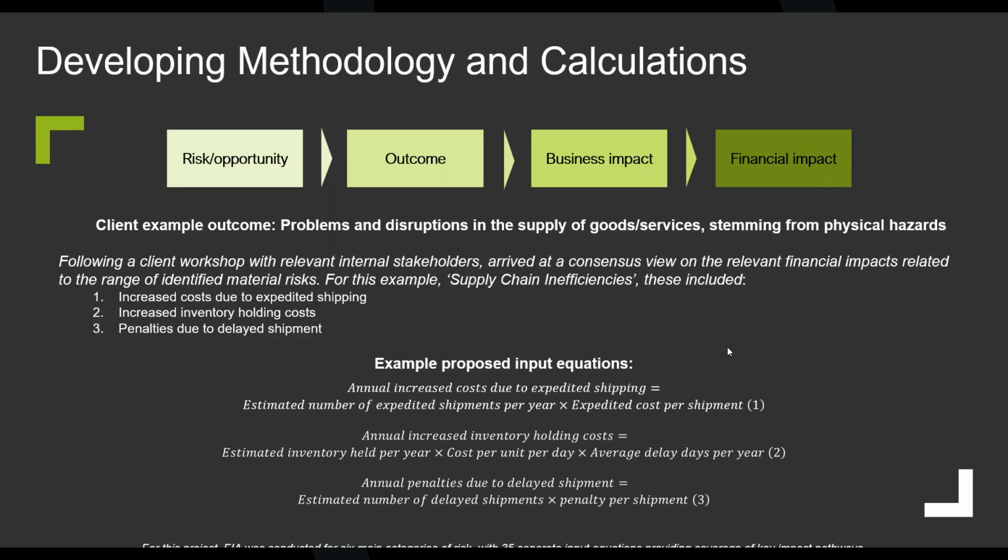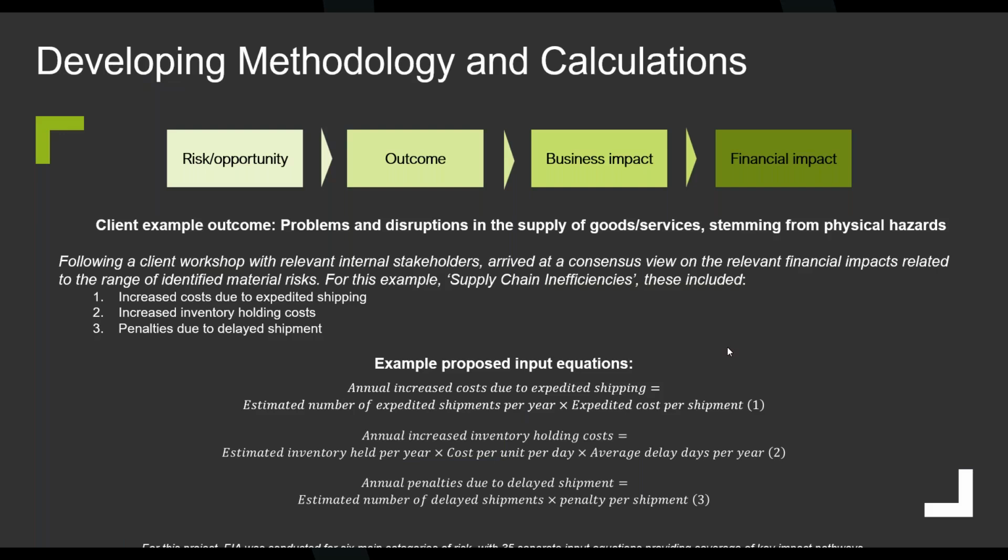But the input equations that you formulate are not going to be the most challenging mathematics you ever do in your life, but it is trying to find the right variables that would come up with a useful and accurate answer. So increased cost due to expedited shipping, well, you're going to want to know the number of shipments per year that need to be expedited and the expedited cost per shipment. But getting beneath that into those 2 variables often requires multiple data points to produce each of those.